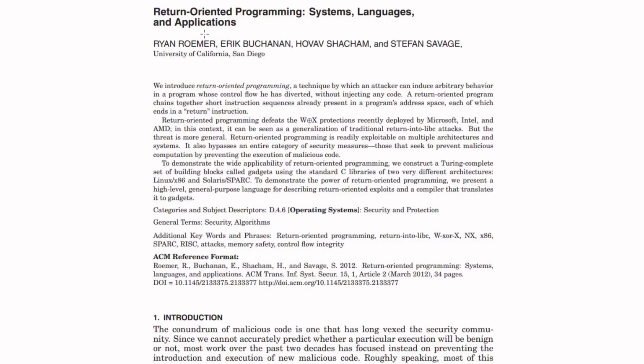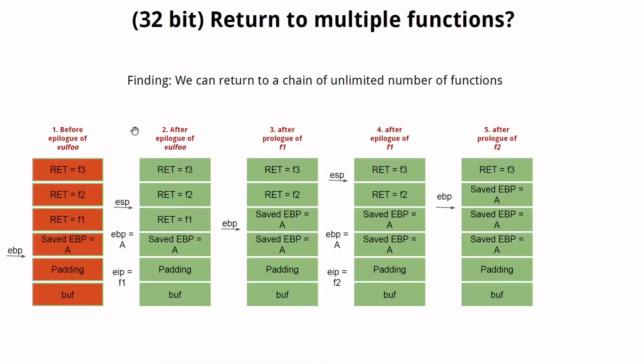In addition to that CCS conference version, there is a much longer journal version of the paper published in ACM journal TSEC. TSEC recently changed the name to TOPS, ACM Transactions on Privacy and Security. So if you want to learn more about this, you can read this more comprehensive journal version of this paper. Okay, so that's the history of ROP. Next, let's learn how this works.